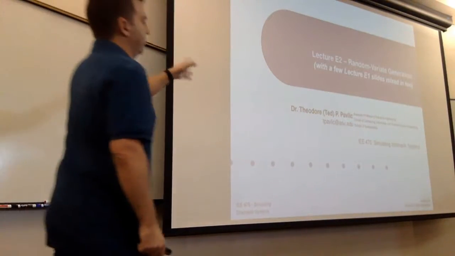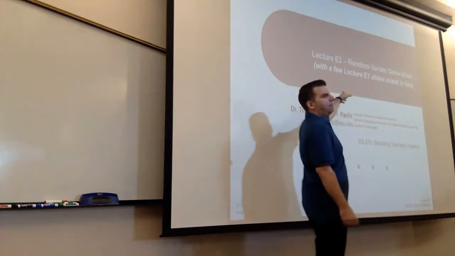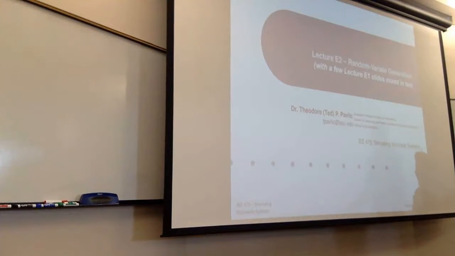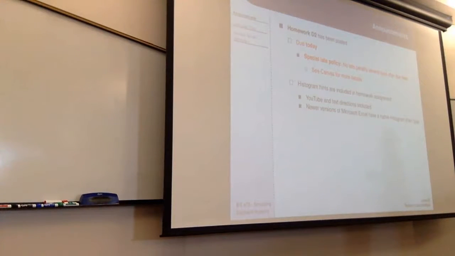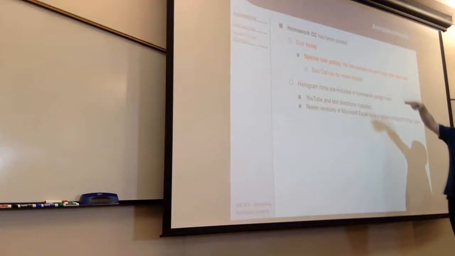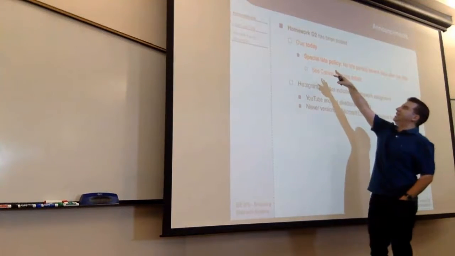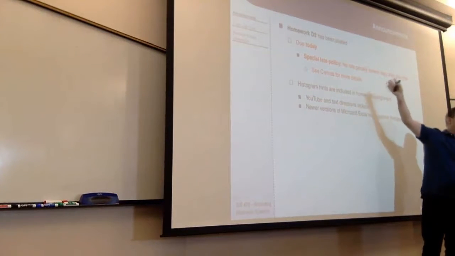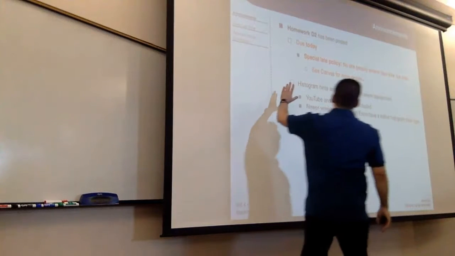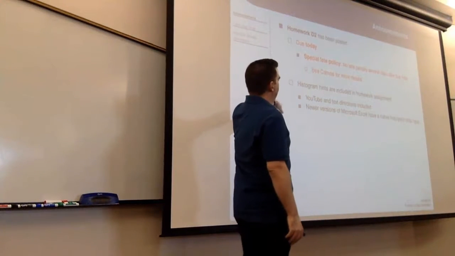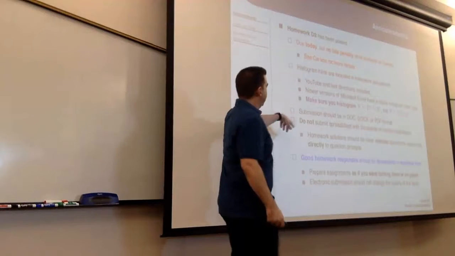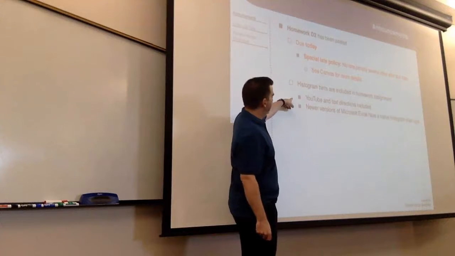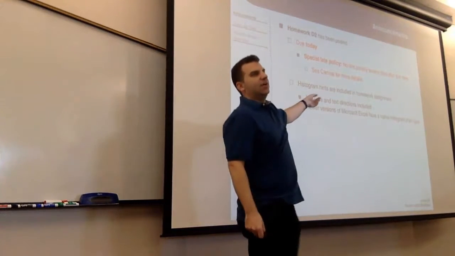Today we'll go into Random-Variate Generation, and I've peppered in a few Lecture E1 slides that we had to skip over last time. Basic announcements here: Homework D2 is still there. It was technically due today, but we've got this special late policy where it's actually due Sunday with no penalty. The histogram hints are included in the homework assignment. If you need help with histogram stuff, there are some extra instructions I've given.